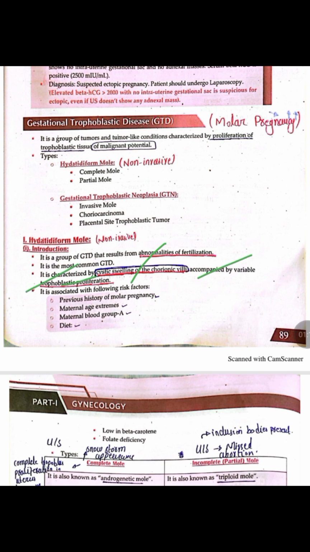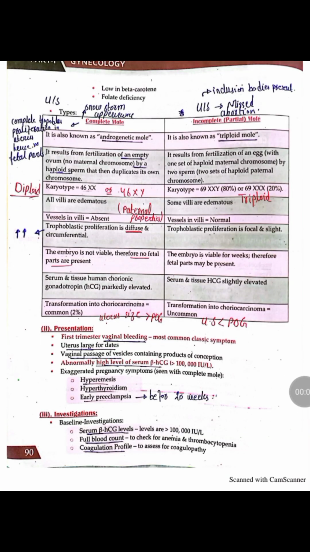The risk factors for hydatidiform mole are previous history of molar pregnancy, maternal extremes of age, meaning advancing maternal age, maternal blood group A, a diet that is low in beta carotene, and folic acid deficiency. Next are the types of hydatidiform mole. It is divided into two main types. The first one is complete mole and the second one is incomplete mole.